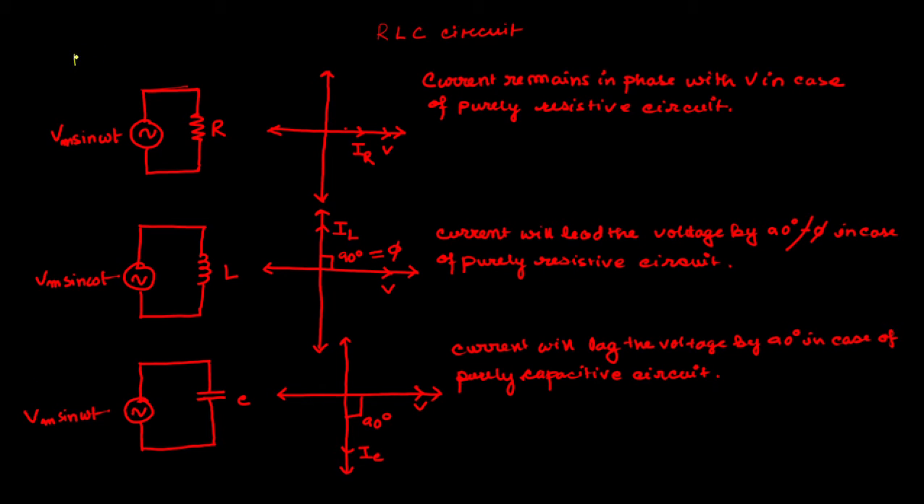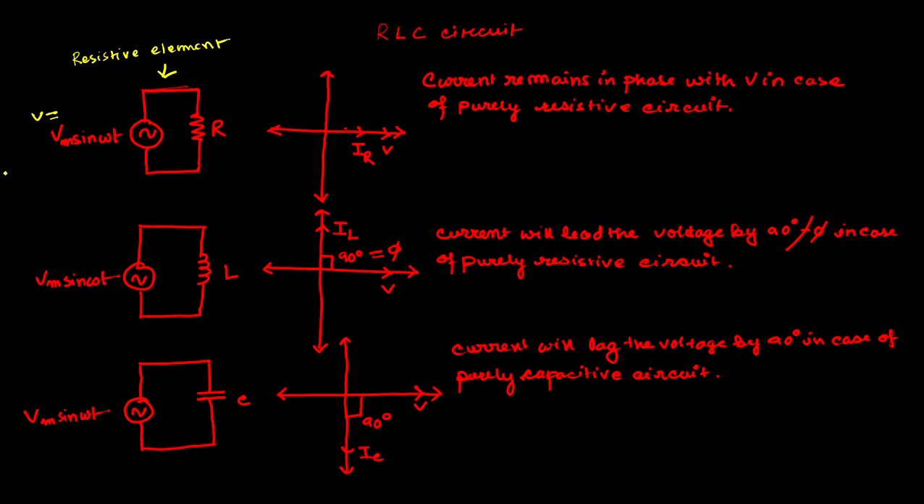So now, this is the resistive element incorporated in an AC circuit. Now the supply is given by Vm sin omega t, right? Or we can write V equals Vm sin omega t.